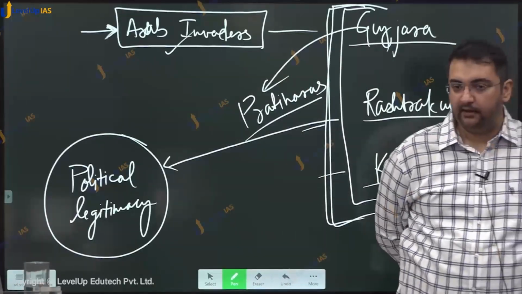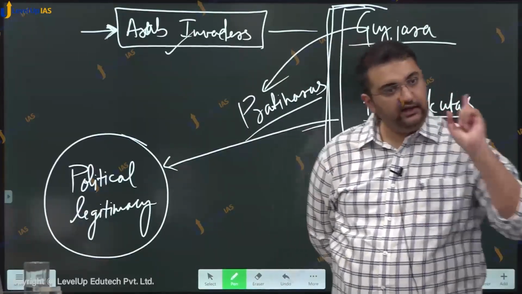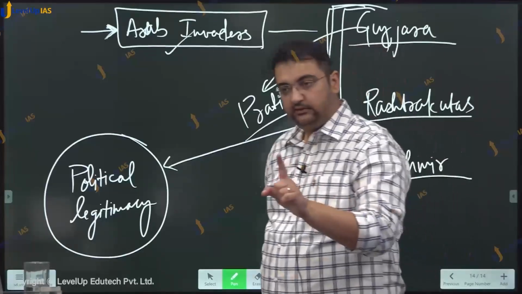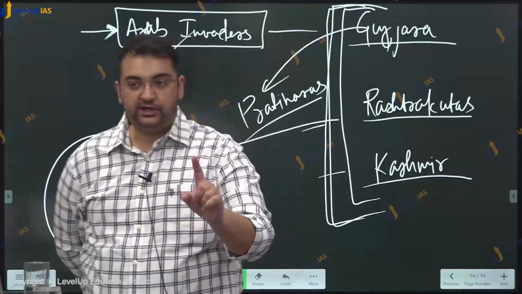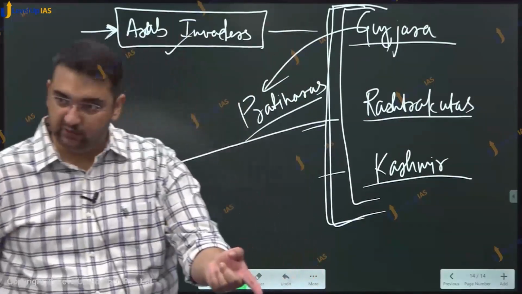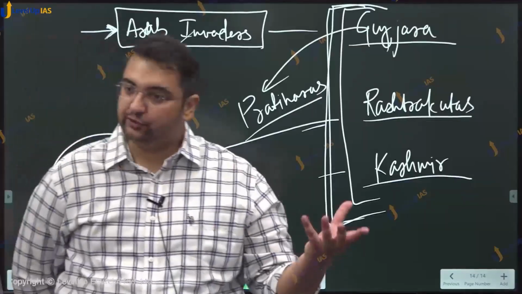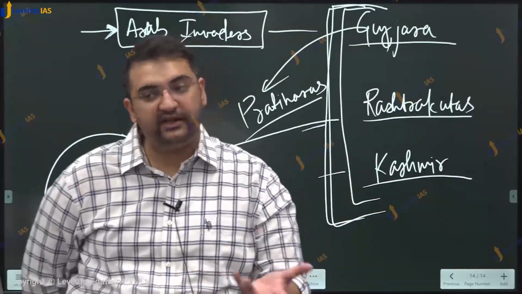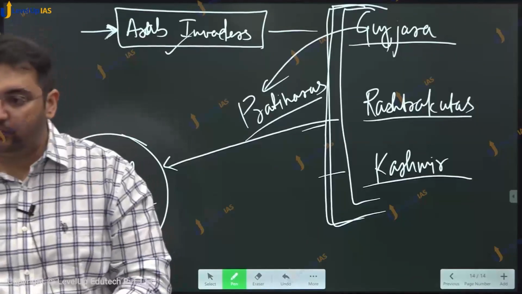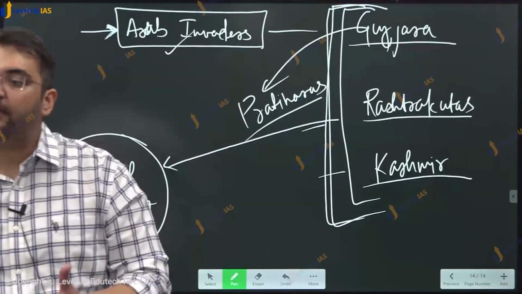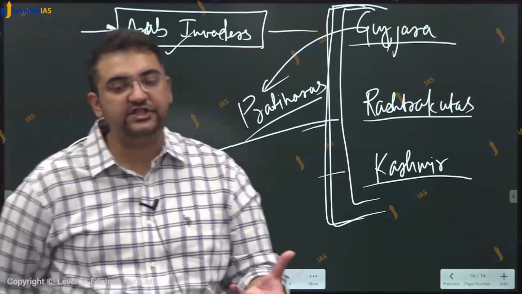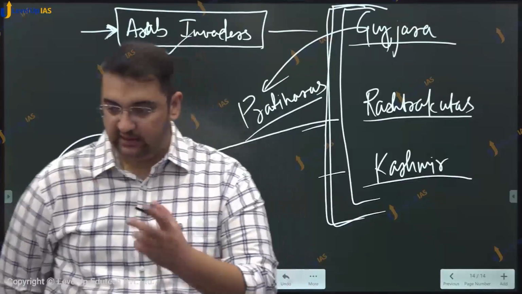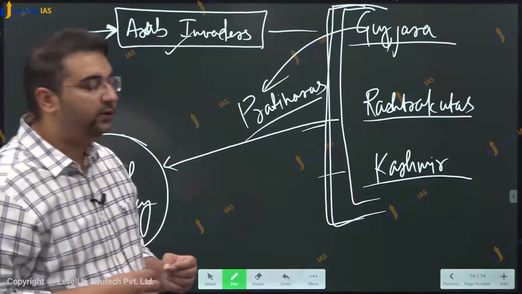ठीक है, तो एक पॉलिटिकल सिग्निफिकेंस तो इसका ये है, ठीक है, that it laid the foundation for the future pattern of Islamic rule in India. Many of the institutions and practices introduced by them were continued or were visible in the later phases of Islamic rule with a number of changes and modifications.